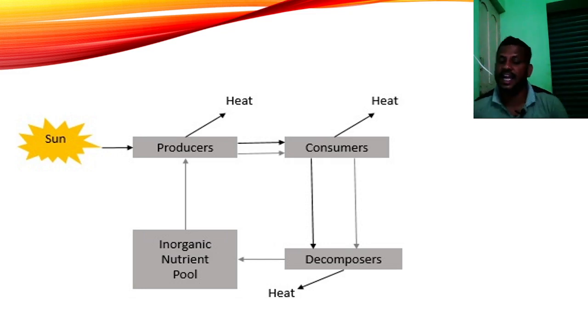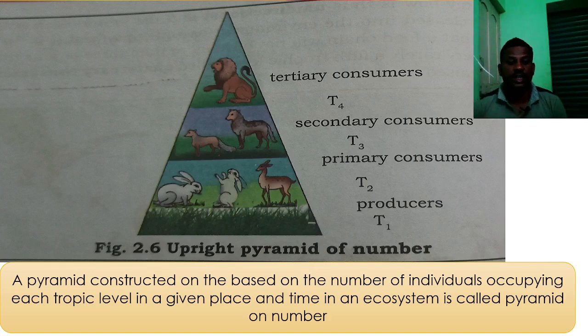Clearly understand the idea from this flow chart. If we see the upright pyramid here, it is a pyramid constructed on the basis of the number of individuals occupying each trophic level, or energy level, in the ecosystem. This is called a pyramid of numbers.